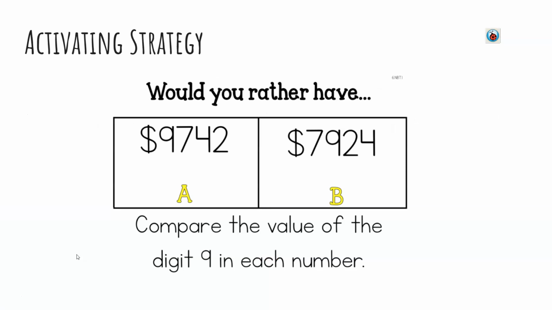Okay, so today you're going to think about, would you rather have $9,742 or $7,924, and you're being asked to compare the value of the digit 9 in each one of those two numbers. Now remember, there's not a correct answer or an incorrect answer when we do these, but you do have to be able to justify your choice and explain why you would rather have that amount. So your teacher can pause the video now to hear your answers, and then we will come right back in just a minute.